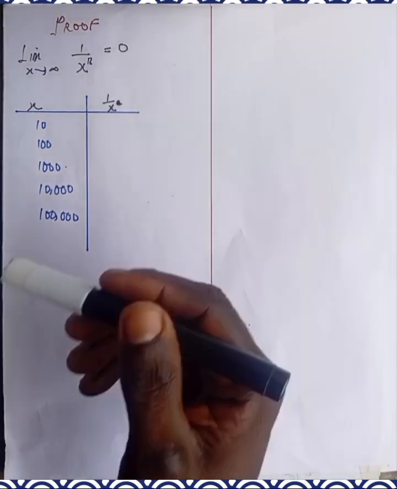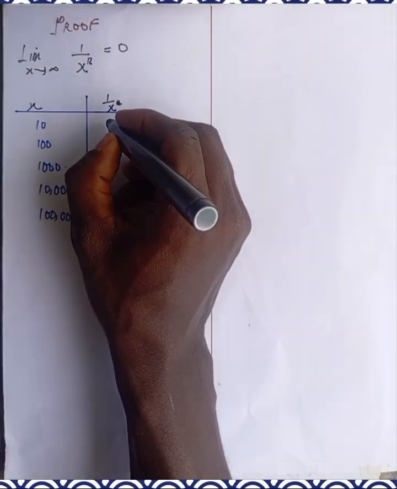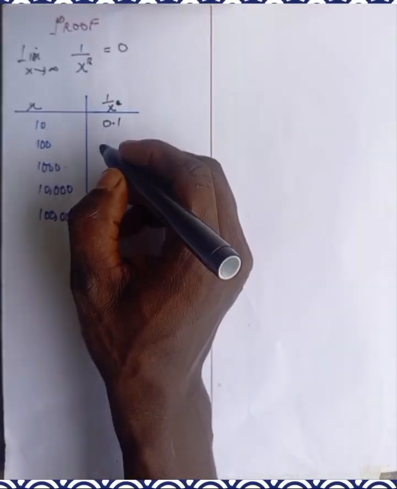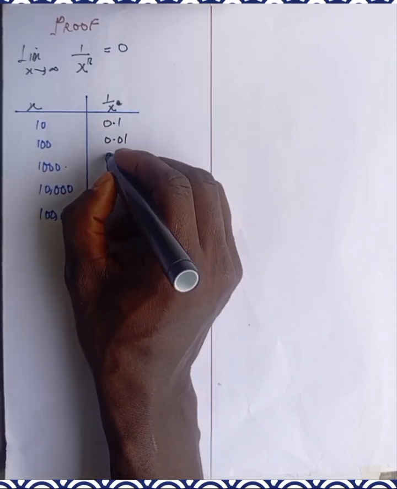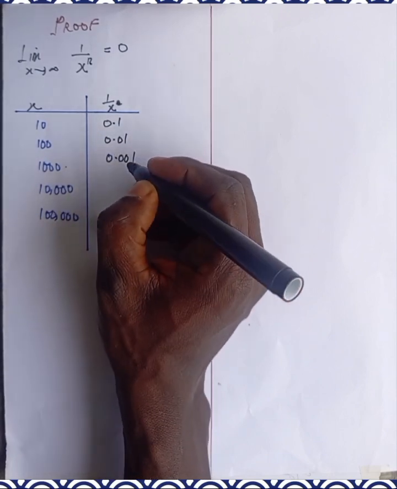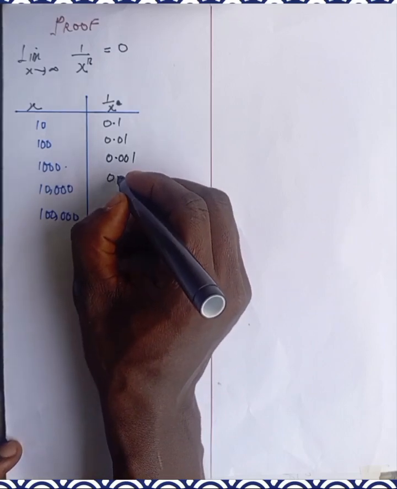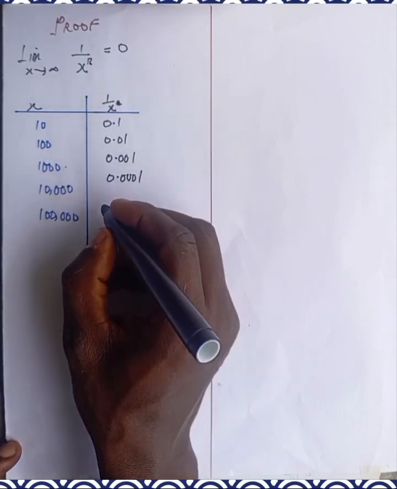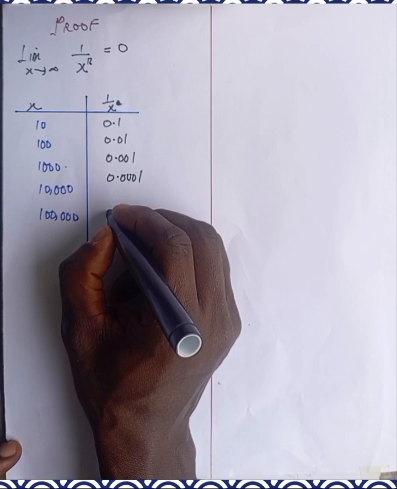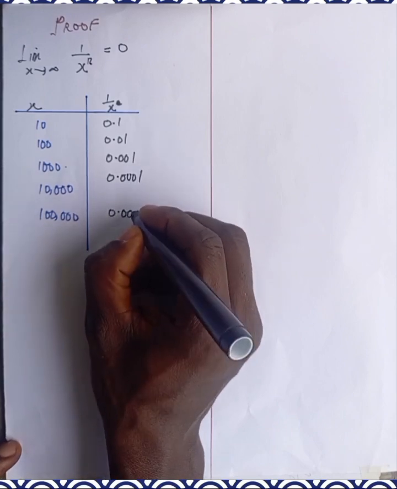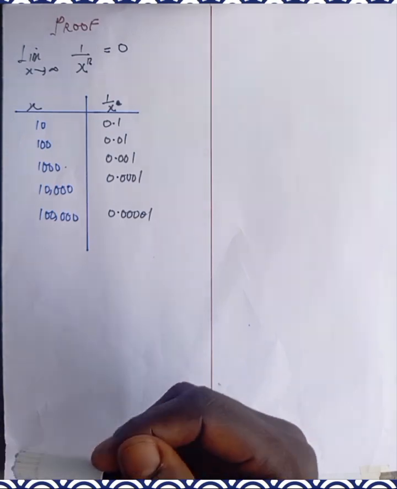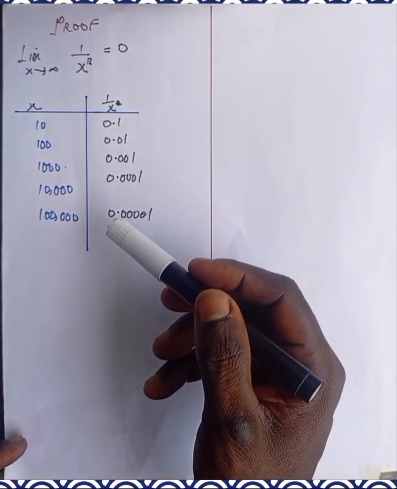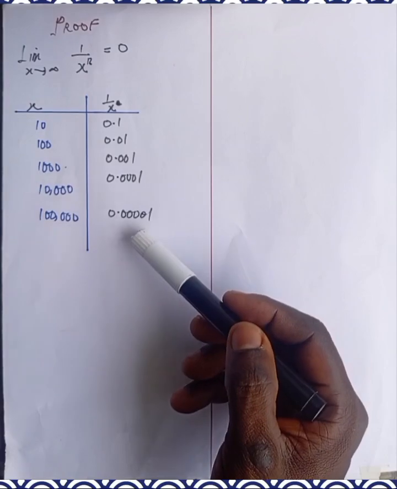so 1 over x, which is 10, we are getting what? 0.1. 1 over 100, we are getting 0.01. 1 over 1000, we are getting 0.001. 10,000, we are getting 0.0001. 100,000, we are getting 0.00001. So you can see that as s grows larger and larger, what is the value of this function approaching?